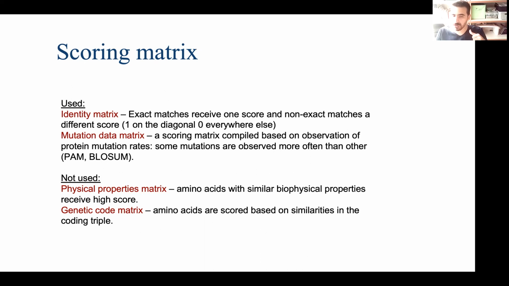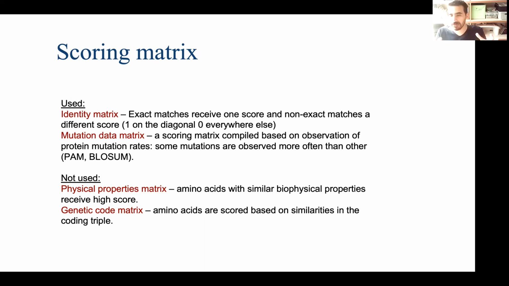And genetic code, so amino acids are coded based on the similarities in the codons. You can also derive a matrix from that information. However, it is also not used. What is used is mutation data matrix. So as you can infer from the name, the source of these matrices are not physical chemical properties. They are from mutations. They are real observations.